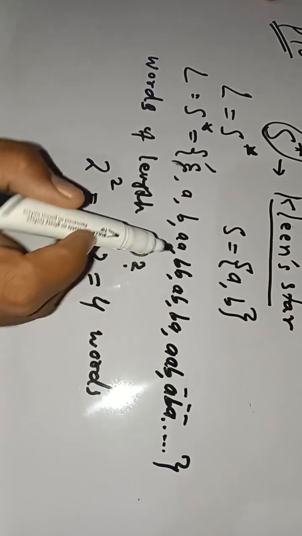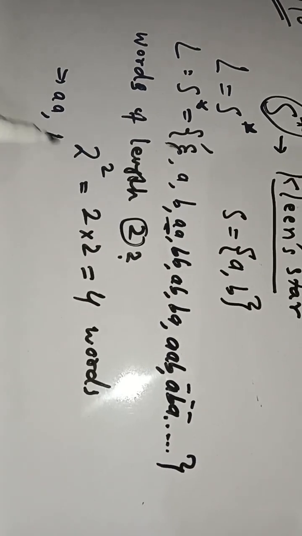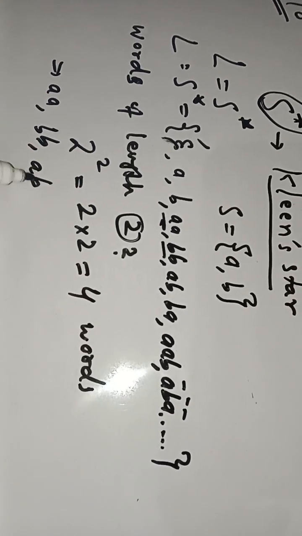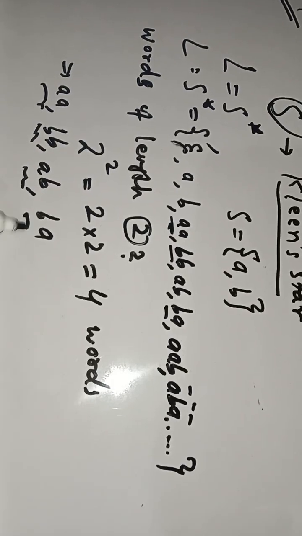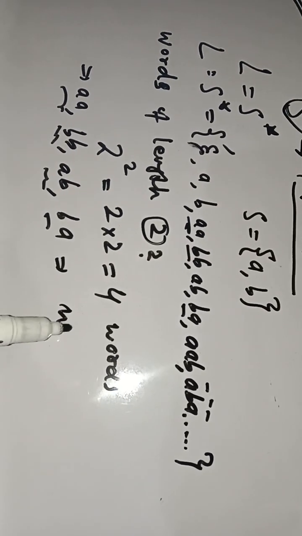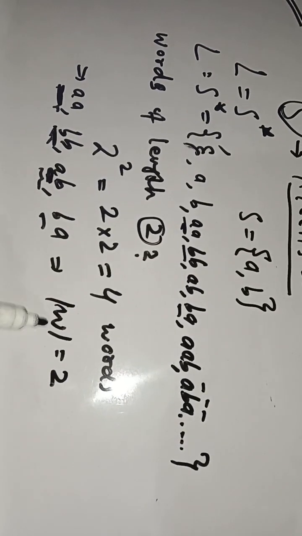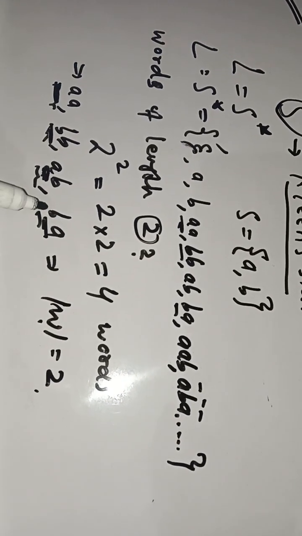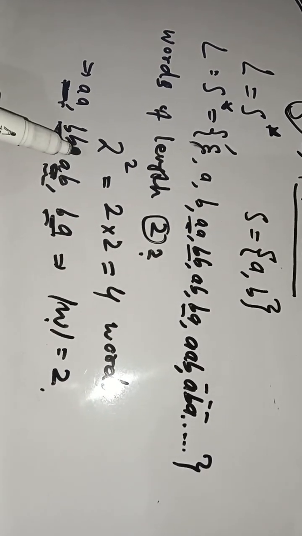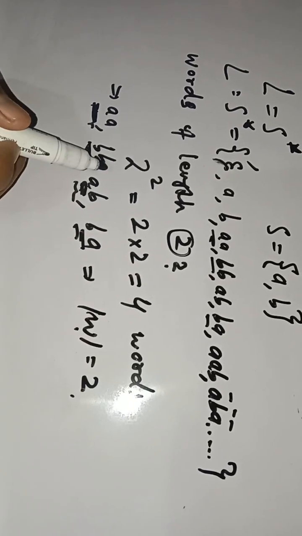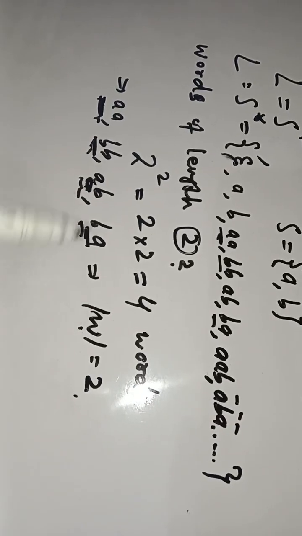In this situation, those words would be AA, BB, AB, or BA. So these are the 4 words with length 2. Here the length of each string is 2, means 2 positions are there. So there are a total of 4 words, and the formula to find the number of words depends on the length of the words.